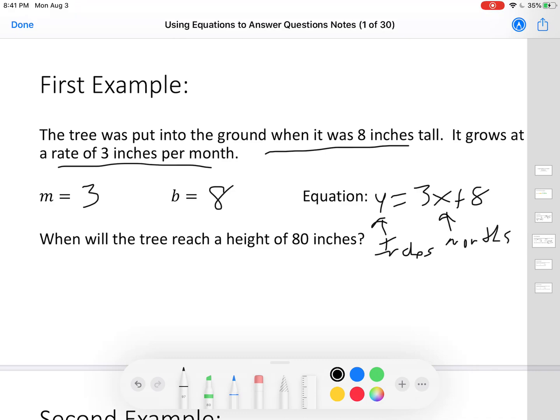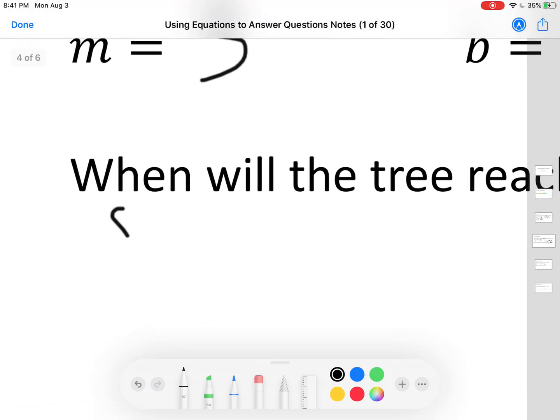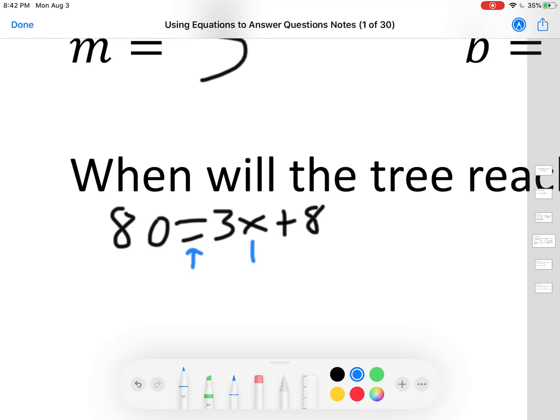Since 80 is inches, 80 goes in for y this time. So it's 80 equals 3x plus 8. And what we're looking for is the value of x, which means we're solving the equation. The equal sign is here. X is to the right. That means that we have to get rid of the other things on the right. We need to get rid of the 3 and the plus 8. Which one are we going to get rid of first, the 3 or the plus 8? Well, you should always get rid of the addition first, and the opposite of plus 8 is minus 8.